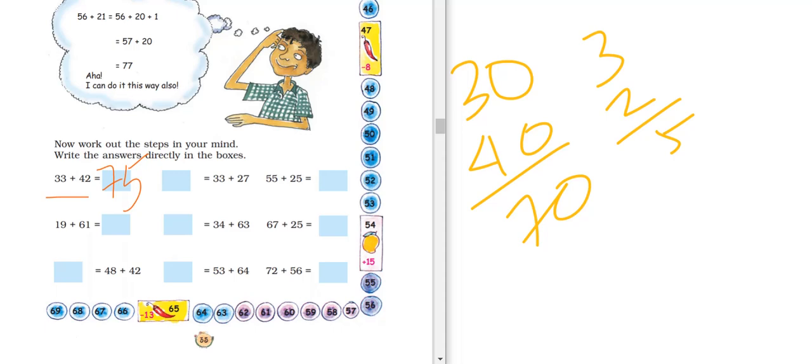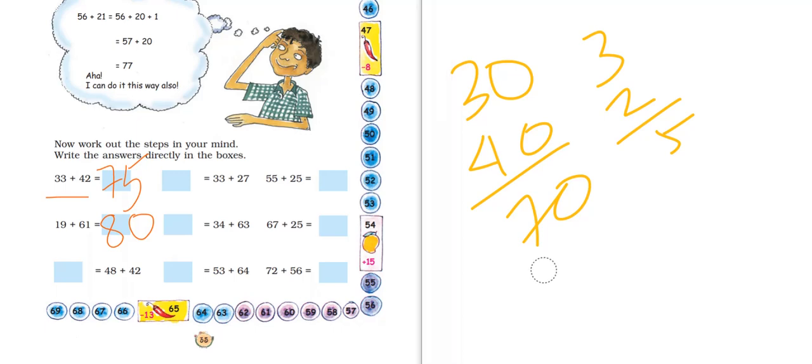Now the next one is, let's do it without putting our pen on the paper. 19 plus 61. You have 1 ten in 19 and 6 tens in 61. So you have a total of 7 tens. So that is 70. And let's count the ones. You have 9 ones in 19 and 1 one in 61. So you have 10 ones, which is nothing but 1 ten and no more ones. So you have 0 ones, and earlier you have 7 tens. Now you get another 10. You have a total of 8 tens and 0 ones, which means you get 80.